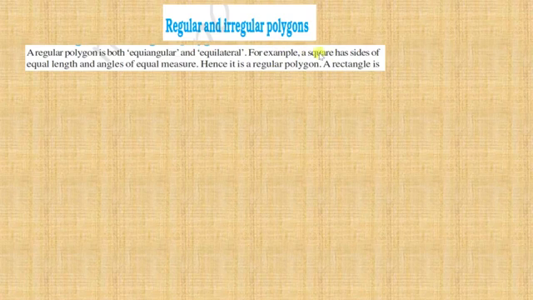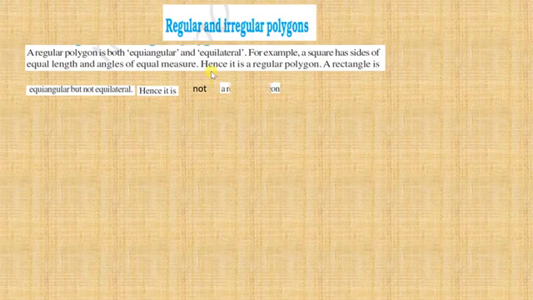For example, in a square, all the sides are equal and all the angles are also of equal measure. So a square is a regular polygon. But in a rectangle, we have all the angles equal, meaning it is equiangular, but all the sides are not equal, that is, it is not equilateral. So a rectangle is not a regular polygon.